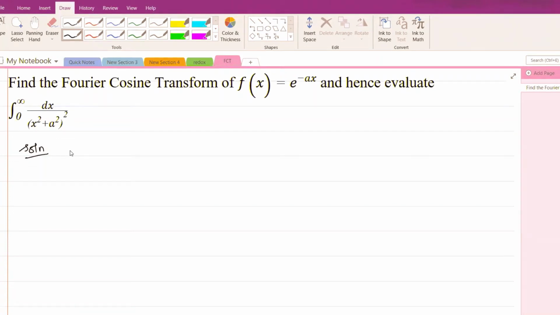Problems in Fourier cosine transform. Find the Fourier cosine transform of f of x is equal to e to the power minus ax, and hence evaluate integral 0 to infinity dx divided by x square plus a square the whole square.